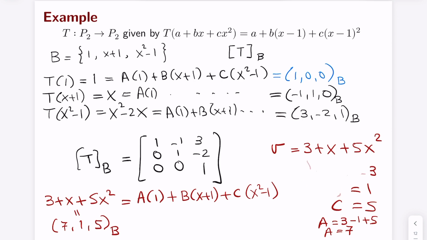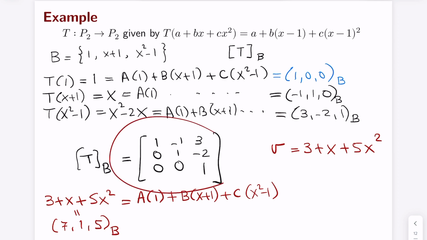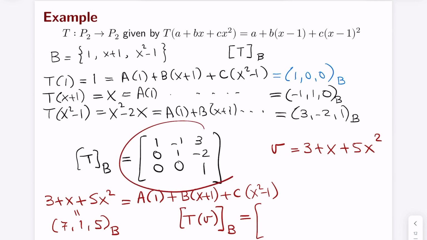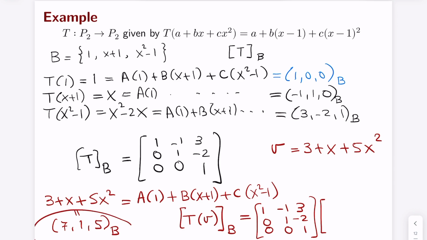And now if we multiply this vector in base B by this matrix, if we multiply these two things, we will get the image of v in the base B. So we are going to get the image of the vector b. This is a vector also that is a polynomial of degree less or equal than 2. So this vector in the base B is going to be equal to this matrix here multiplied by the vector in base B, which is 7, 1, 5.